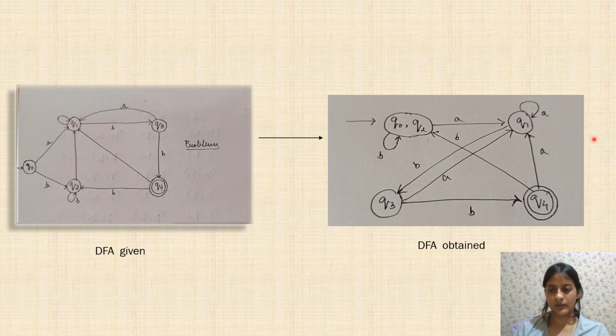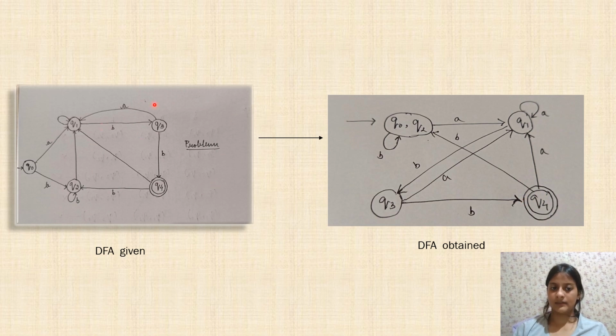Now we'll check for Q1. Q1 at A, where is it going? It was a self loop. Q1 at A, we'll be giving a self loop. Q1 at B, it's going to Q3. Fine, we'll make it. Then Q3 at A, where is it going? Q3 at A, it is going back to Q1. Q3 at B, it's going to Q4, which means the final state. Okay, Q3 at B will be marking Q4, the final state.